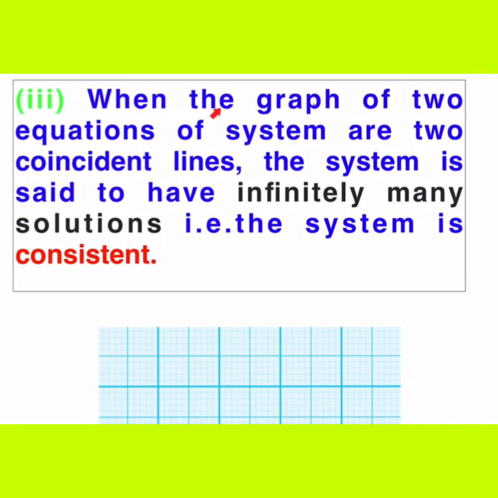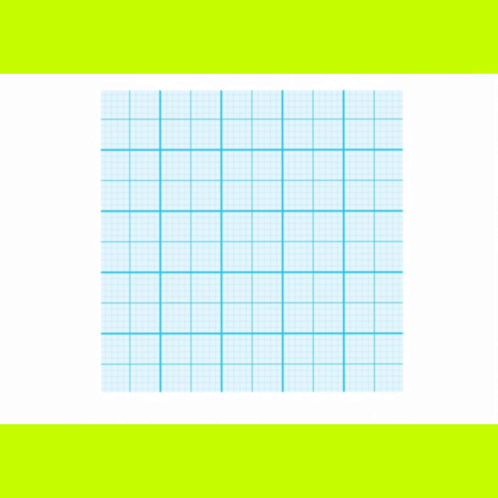So here, when the graph of two equations of a system are two coincident lines, the system is said to have infinitely many solutions, that is, the system is consistent. So whether we get one solution or infinite solutions, we call that system consistent. The situation is like this: suppose this is your graph paper and on this graph paper your two axes are like this.